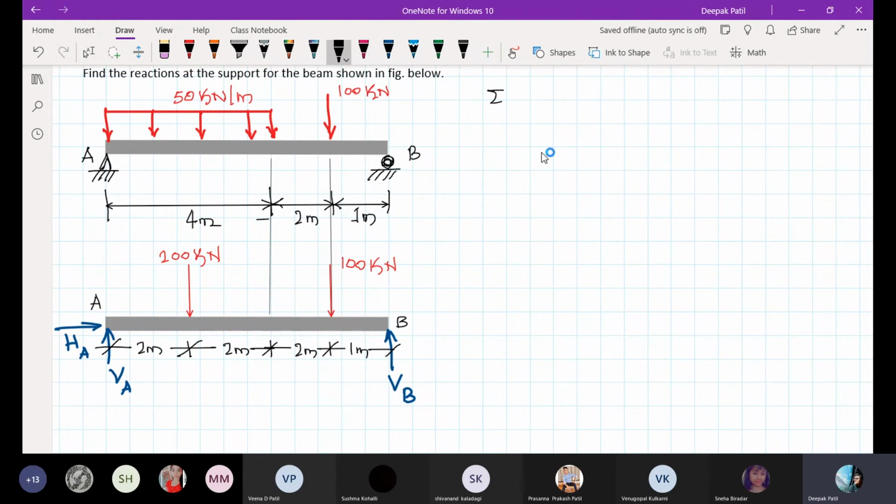Let us start with the first equilibrium equation, that is summation of Fx equal to 0, taking all the forces in this direction as positive. Before that, you can mark your imaginary x and y axis. This is the x axis and this is the y axis. If you do that, you can directly write that HA is actually 0.